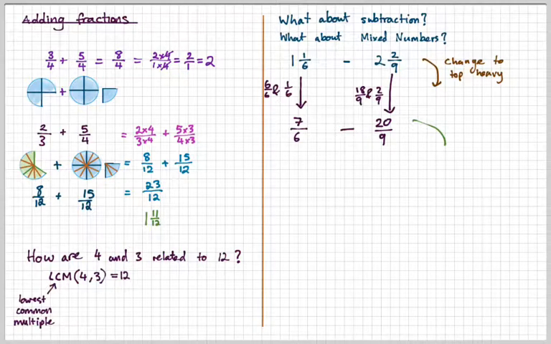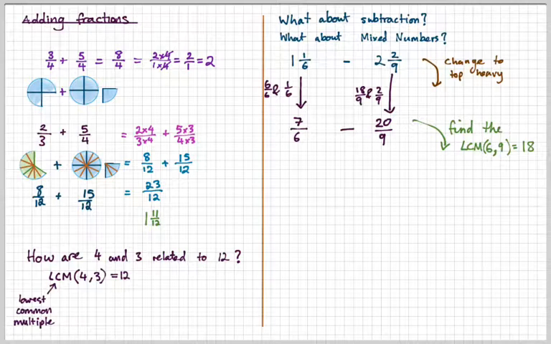Well, we can't subtract sixths and ninths because they're not the same type of fraction. We have to turn them into the same type of fraction, and to do that we need to find the lowest common multiple of 6 and 9. So what is the lowest common multiple of 6 and 9? Think about that. The lowest common multiple of 6 and 9 is 18. 9 times 2 is 18, and 6 times 3 is 18.